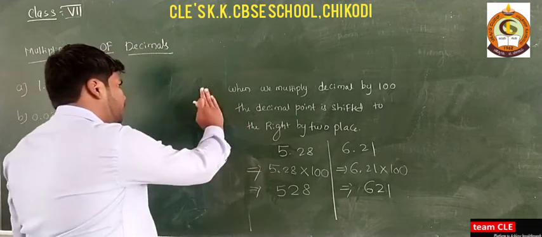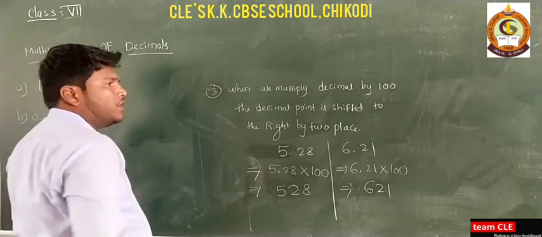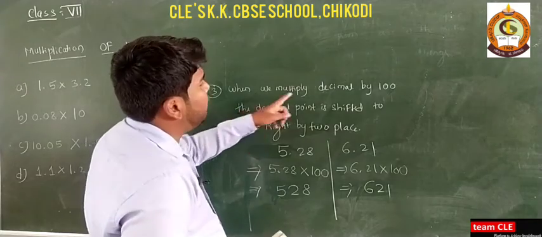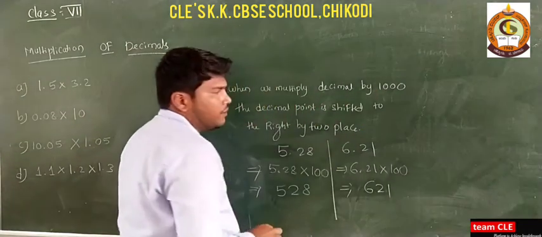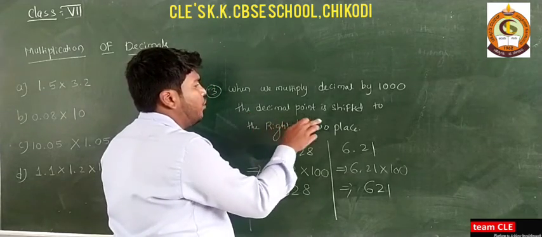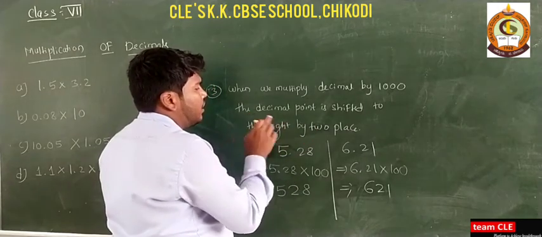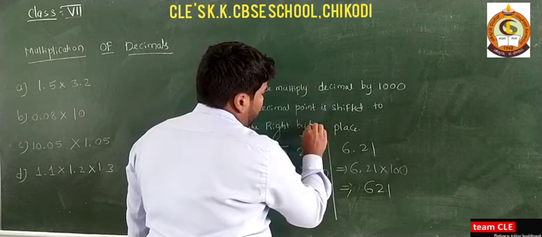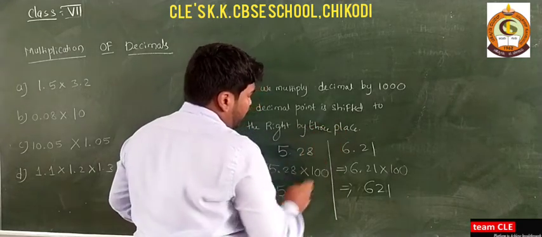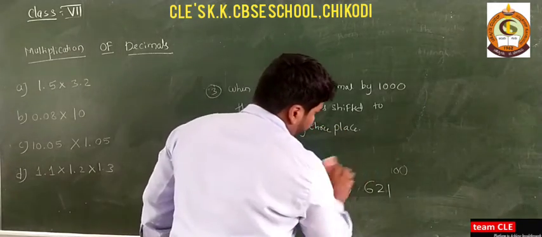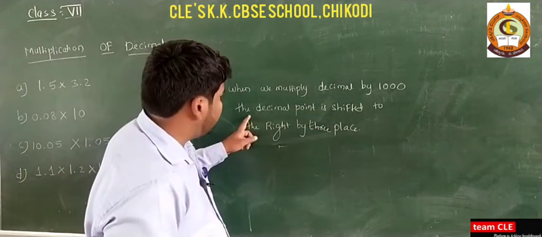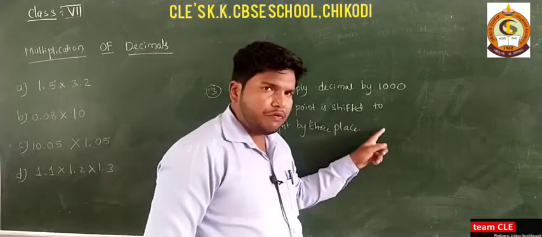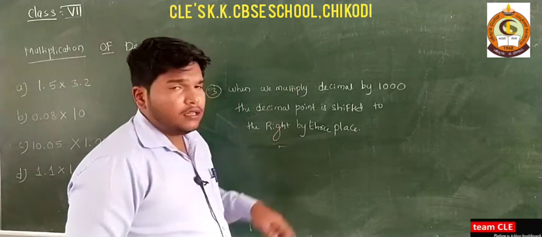Similarly, rule number 3: when we multiply a decimal by 1000, the decimal point is shifted to the right by 3 places. For example, I take different examples for this one.